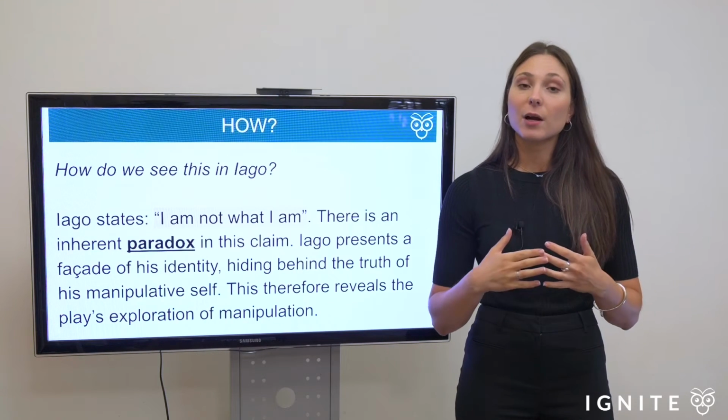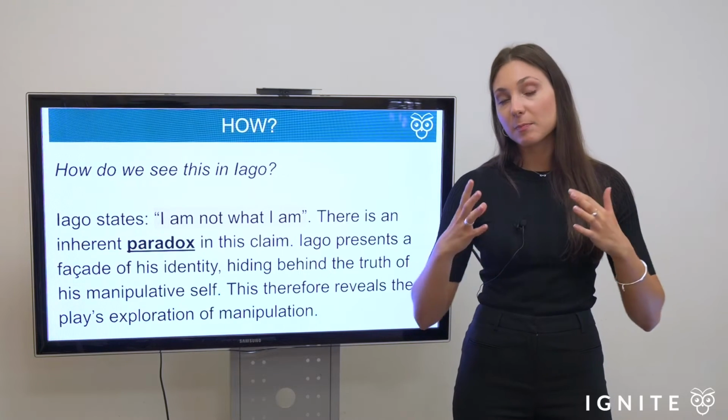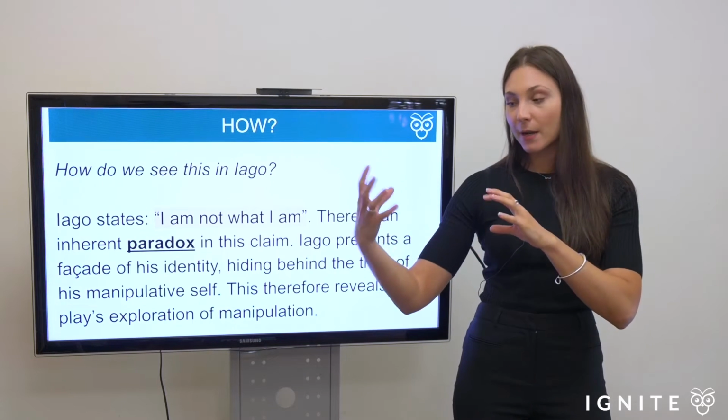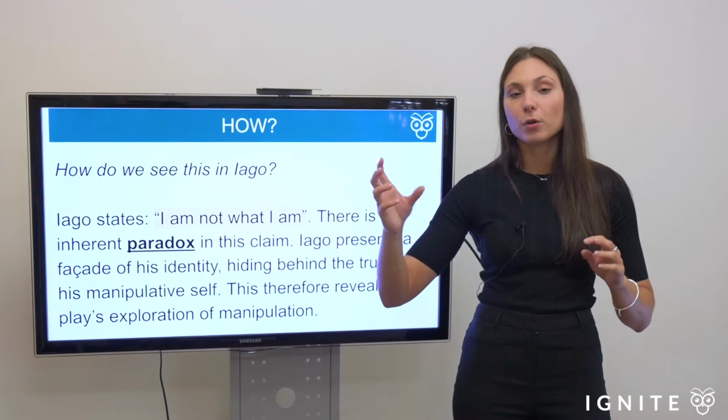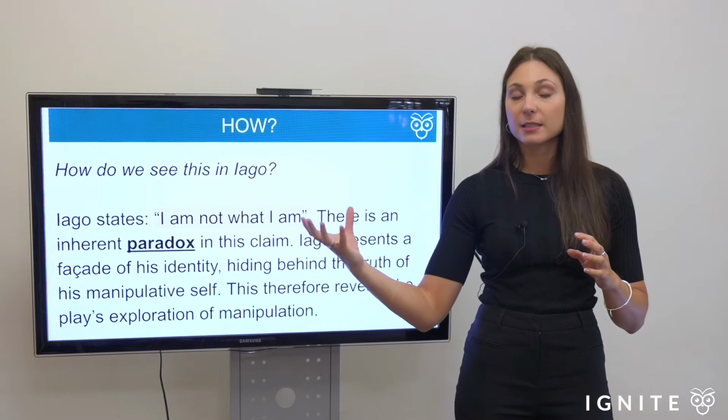In the second paragraph, you can have a look at how that feeds into the ability for Iago to manipulate Othello's character. And then in the final paragraph, you can look at the denouement, the catharsis or the tragic downfall which manifests at the end of the play.